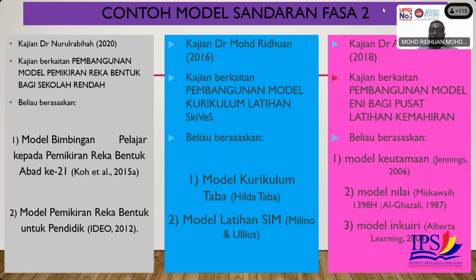Okay, for Dr. Abdul Muhsin, for the base model for the second phase, he used a priority model mixed with the value model, and the third model is an inquiry model, to develop a model for the skill training center. All right, this is an example of the thesis, the base models we use in the second phase.